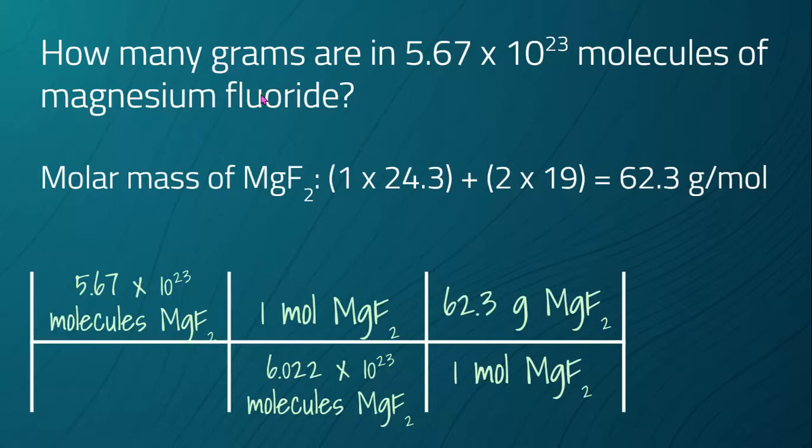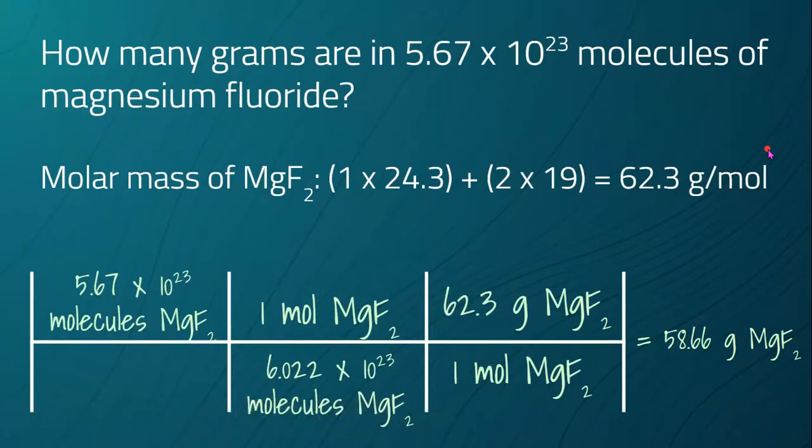So 5.67 times 10 to the 23rd times 1 times 62.3 divided by 6.022 times 10 to the 23rd divided by 1 should get you an answer of 58.66 grams of magnesium fluoride. Please try plugging this into your calculator and make sure that you get the same answer.